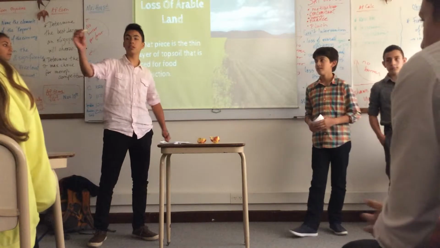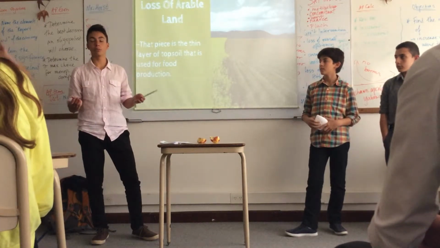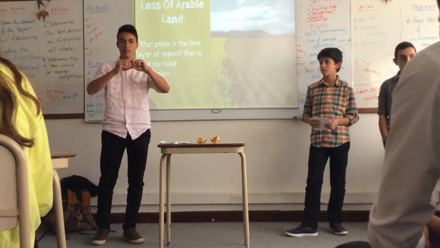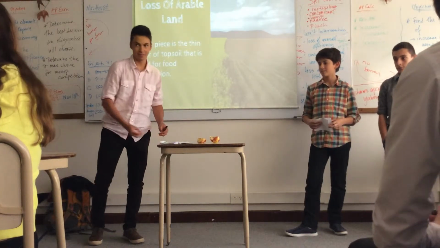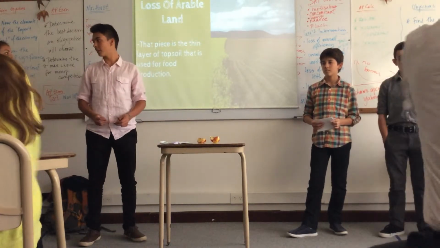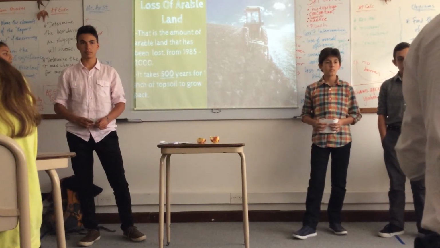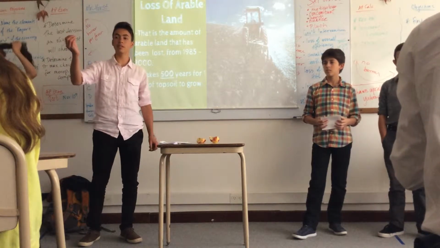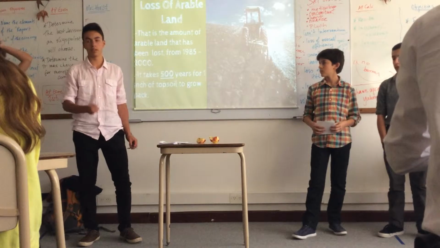Okay, this piece of skin represents the thin topsoil, the layer we have for food production. Now I want you to rip off 1/5 of the skin. That 1/5 represents the arable land we lost from 1985 to 2000.